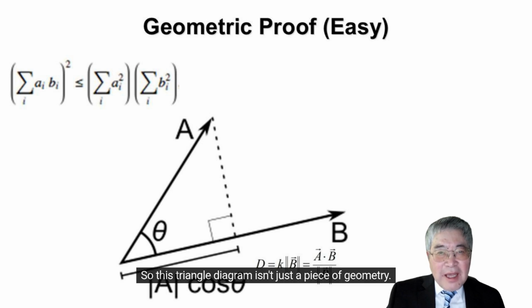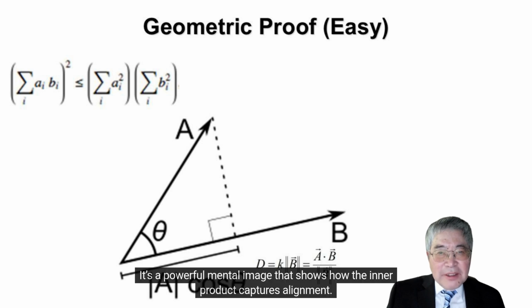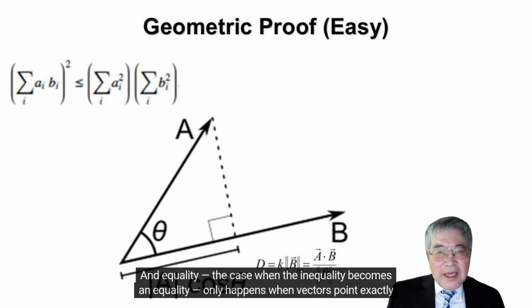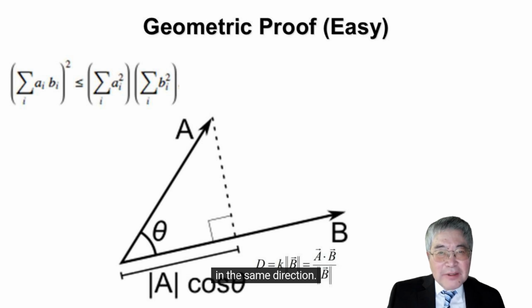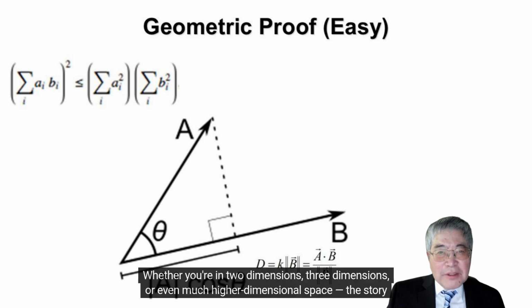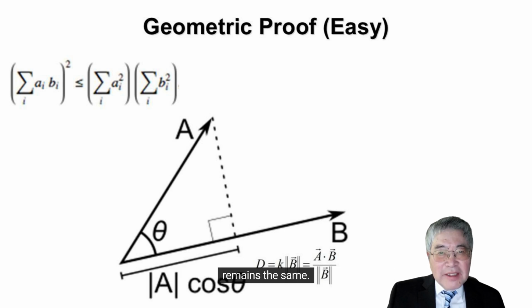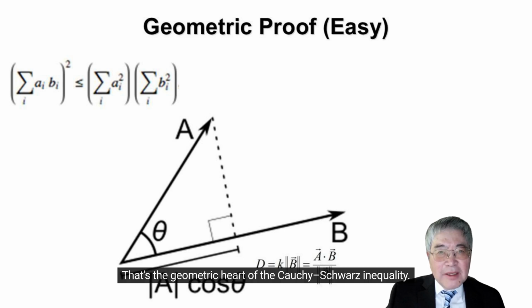So this triangle diagram isn't just a piece of geometry. It's a powerful mental image that shows how the inner product captures alignment. Equality, the case when the inequality becomes an equality, only happens when vectors point exactly in the same direction. Whether you're in 2 dimensions, 3 dimensions, or even much higher dimensional space, the story remains the same. That's the geometric heart of the Cauchy-Schwarz inequality.